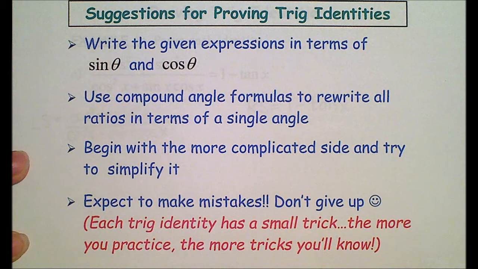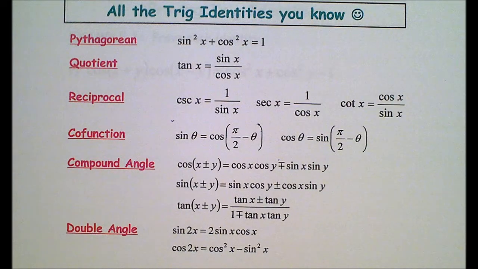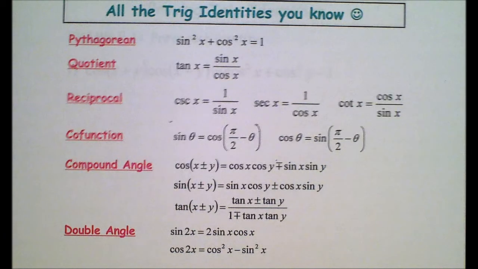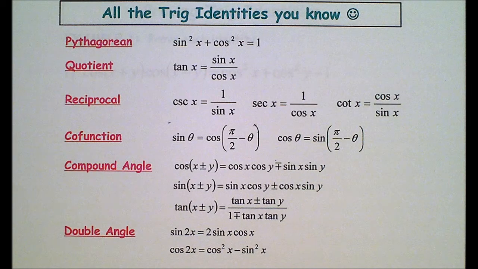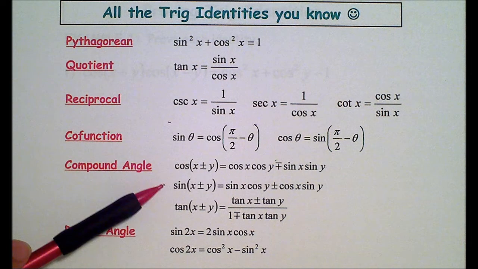Okay? So all the trig identities that you should know for now for the grade 12 course are the Pythagorean identity, the quotient identity, and the reciprocal identities. Those are the three that you learned last year. And then the cofunction identity, the compound angle identities, and then the double angle identities. And really, if you know the cosine and sine compound angle formulas, then you should be able to derive the tangent one and the double angle ones as well.